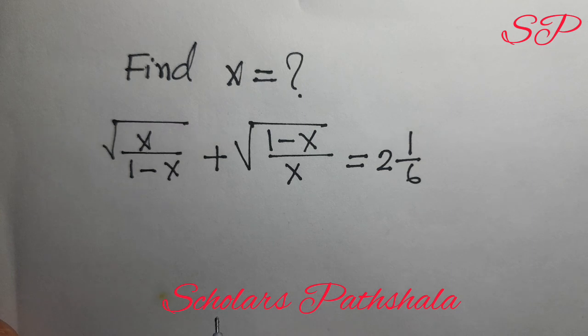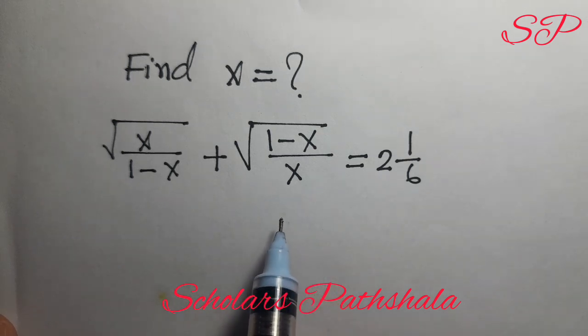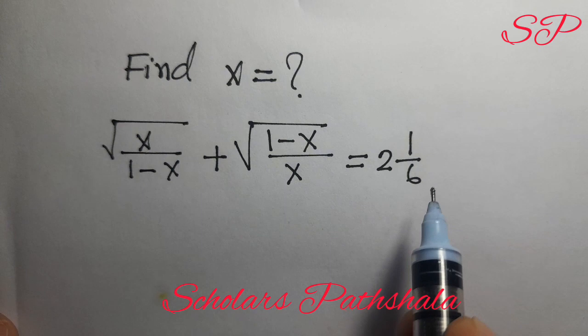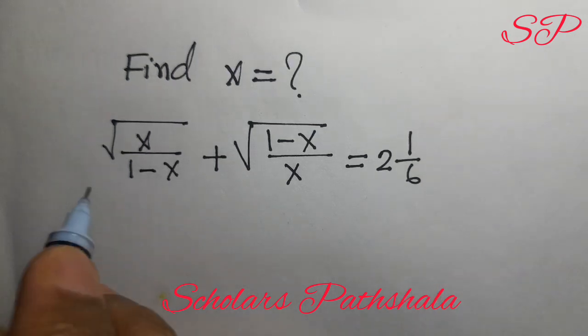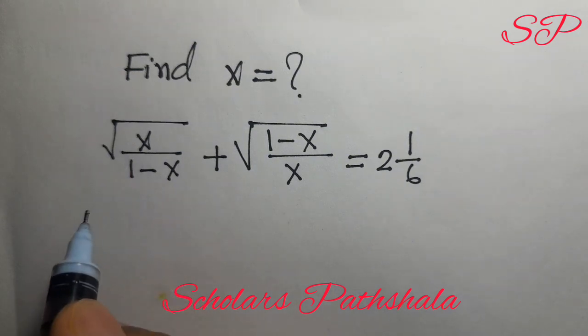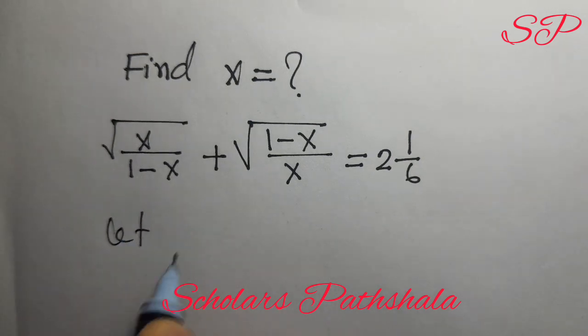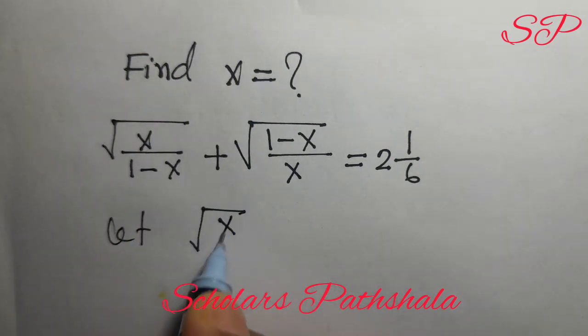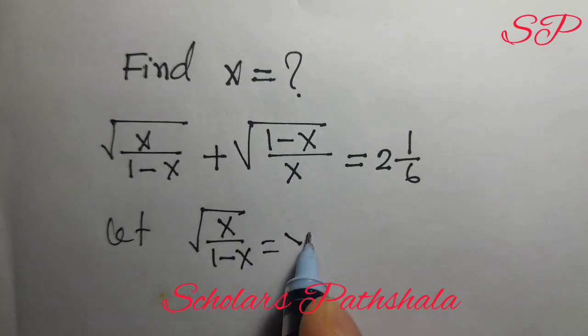Here is given an interesting equation: root over x by 1 minus x plus root over 1 minus x by x is equal to 13 by 6. Okay, let's start. How can we solve this? It is easy. Putting here, let root over x by 1 minus x is equal to y.